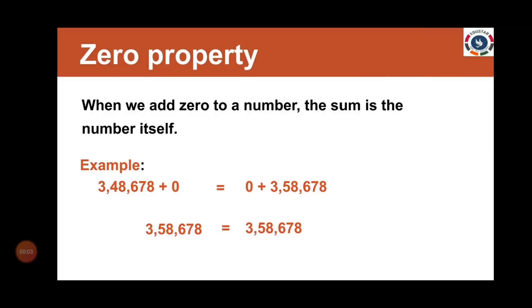Then the zero property. When we add 0 to a number, the sum is the number itself. For example, 3,58,678 plus 0 is equal to 3,58,678. So when you add 0 to any number, you get the same number, that number itself.